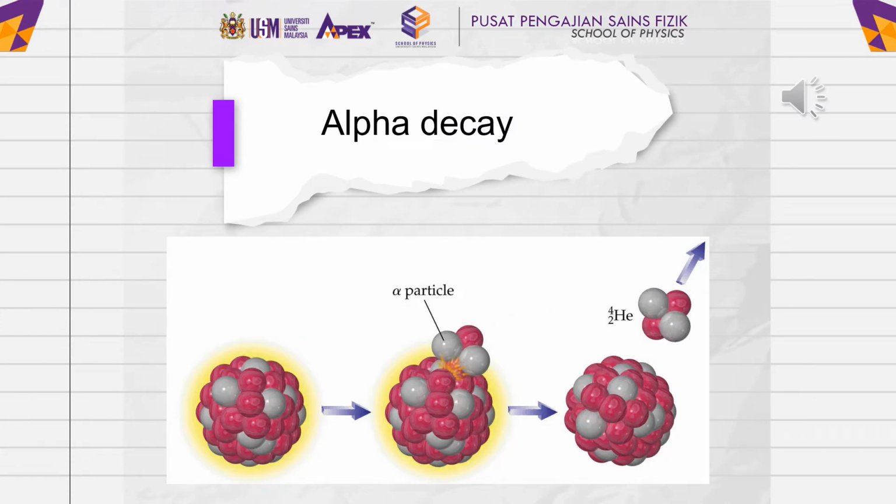Alpha decay occurs when an atomic nucleus emits an alpha particle, the helium nucleus, and thereby transforms or decays into a different atomic nucleus with a mass number that is reduced by 4 and an atomic number that is reduced by 2.